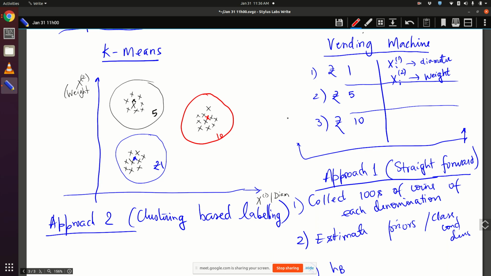So I will give you an assignment anyway. I have a lab assignment planned for this particular clustering-based labeling. I will give you that at some point, and you'll get to experiment with this. So, other questions? I haven't told you what k-means is, but are you able to see the advantage of clustering?